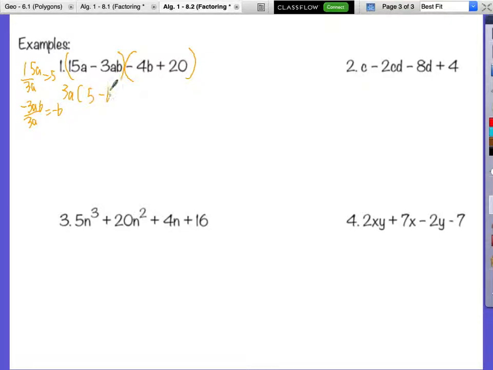b. 3 divided by 3 is 1. A divided by a is 1. B is by itself, so negative b. Then we look at this one, and what's our GCF here? Our GCF. Go ahead.